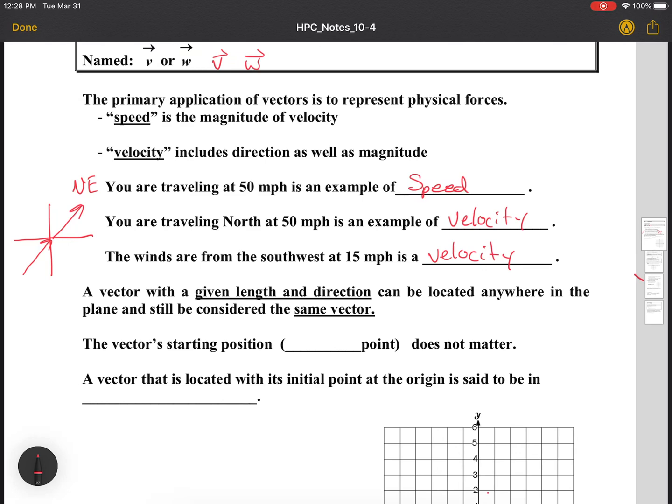A vector with a given length and direction can be located anywhere in the plane and still be considered the same vector. The vector's starting position, or initial point, does not matter. A vector that is located with its initial point at the origin, that starting dot at the origin, is said to be in standard position.